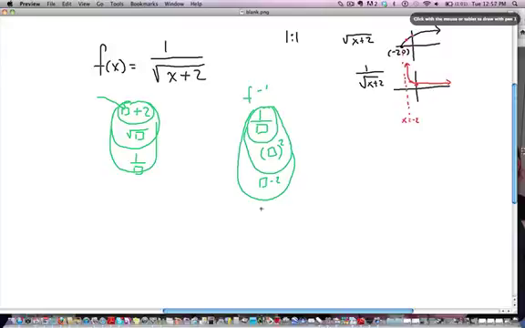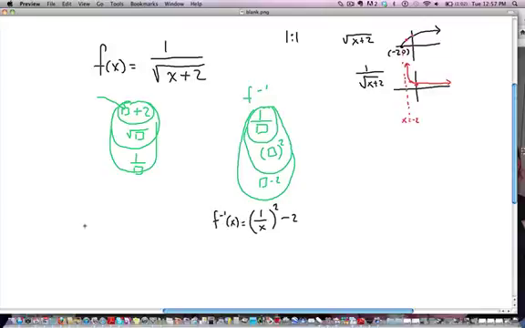So if that's the case, then the inverse function looks like it will be we'll have 1 over x, and then we're going to square 1 over x, and then we're going to subtract 2. And if that works, then this is in fact the inverse function of f. So we can test that idea.